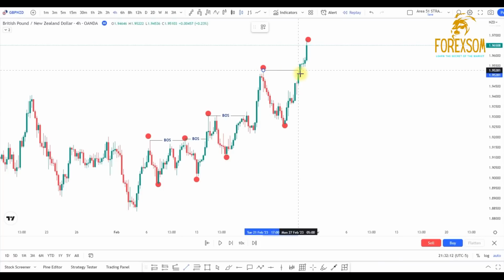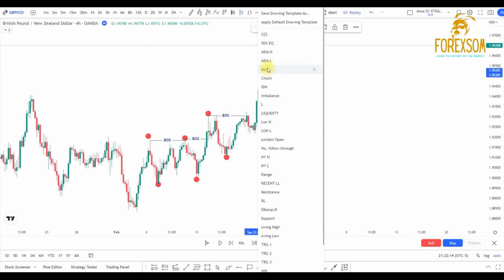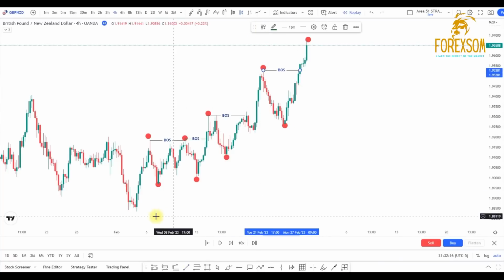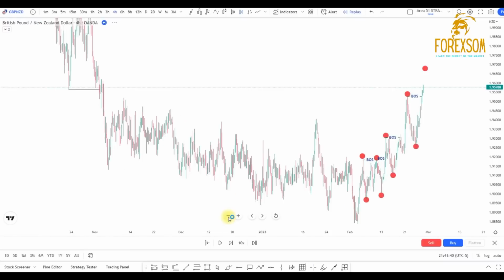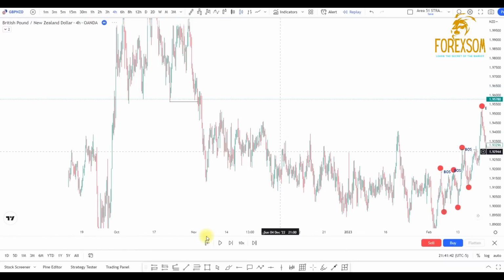Once you mark your break of structures, you know the price is making higher highs, higher lows, higher highs, higher lows, higher highs. So this means we are in an uptrend market. What we're going to be doing is looking for a buy position on the lower time frame. Now that we identified the direction of the price on the 4-hour time frame, I'm also going to be identifying what I'm going to be targeting to take my profit once I take the trade.